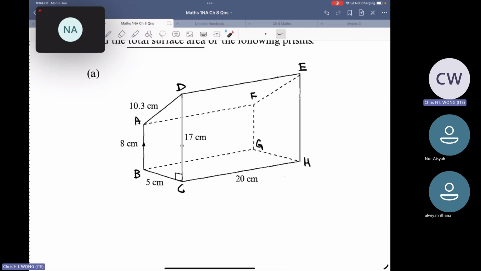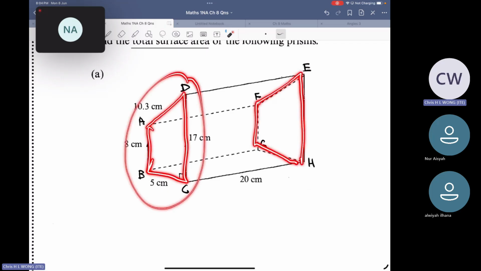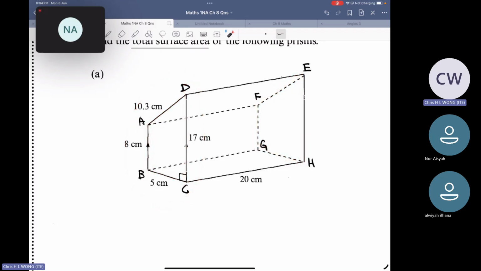What do you want to start first? Now, do you agree with me that this one and this one are the same, right? I just find one only, isn't it? Times two, right? So let us do the first one, area of the trapezium.